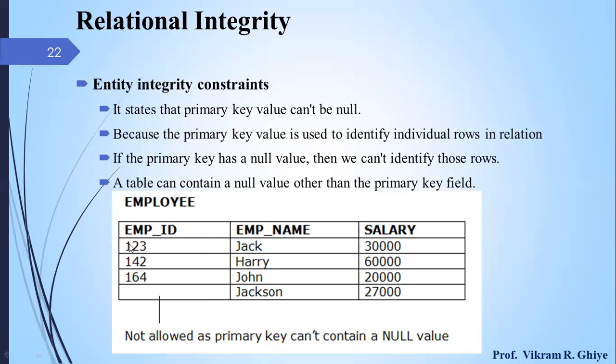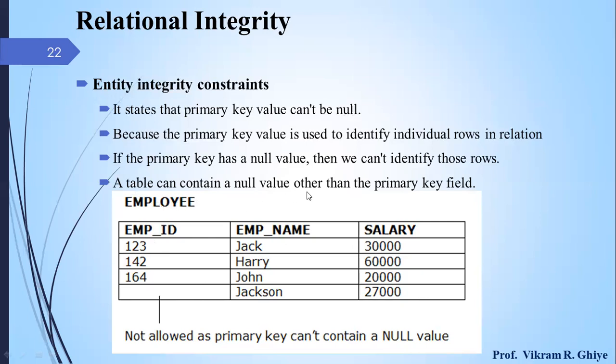There is an employee table having the employee ID, employee name, and salary. Suppose employee ID is 123, and this is the primary key. Employee ID is my primary key, so this employee ID can't be kept blank. If it is shown over here before the name Jackson having salary 27,000, and the employee ID is blank, then this is not allowed.